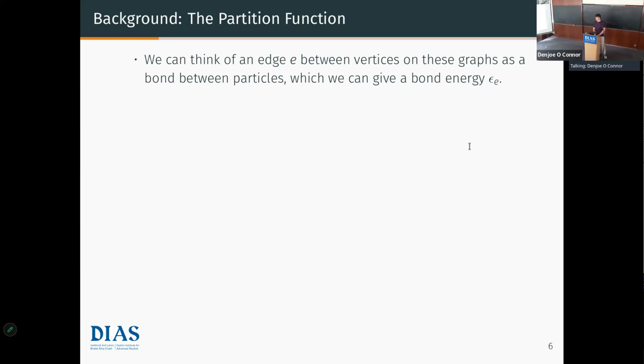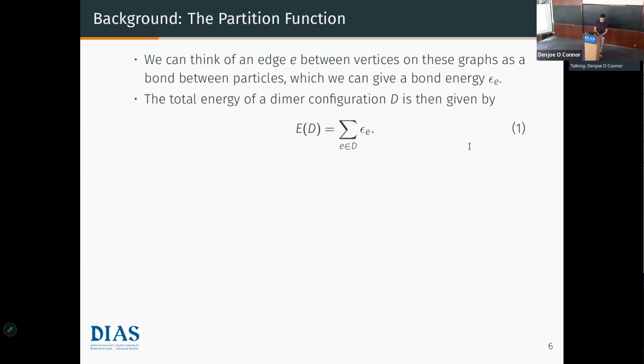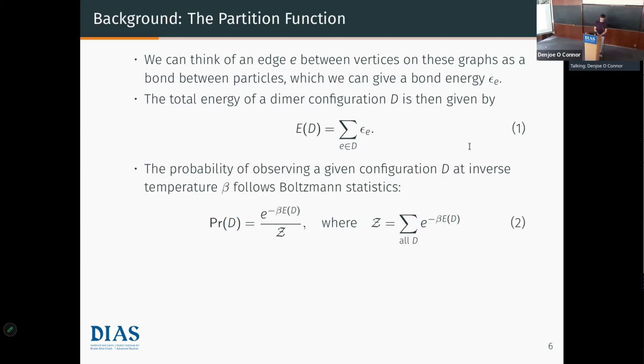But going back to the graph picture, we can think of an edge E between these vertices as a bond between particles, as I was saying. If we associate a bond energy denoted by epsilon sub E to each of these edges, then we can count the total energy of a dimer configuration by just summing over these energies. Fairly straightforward. Then the probability of observing one of these dimer configurations is given by usual Boltzmann statistics. So you can define the canonical partition function in the usual fashion by summing over the activities of these dimer configurations, and then the probability is given by the following.